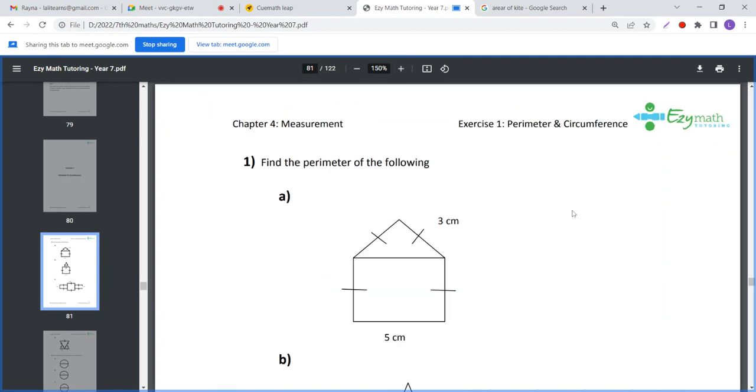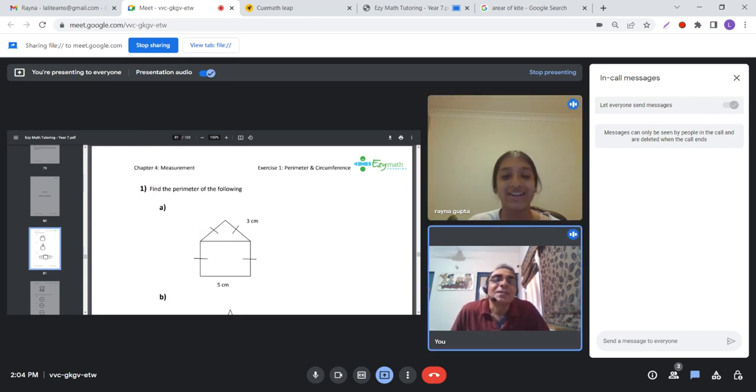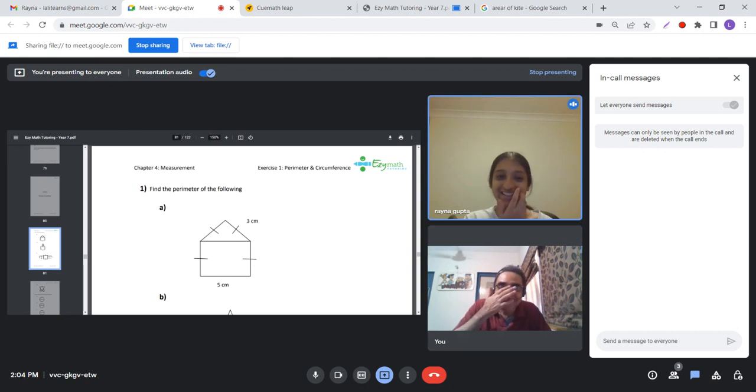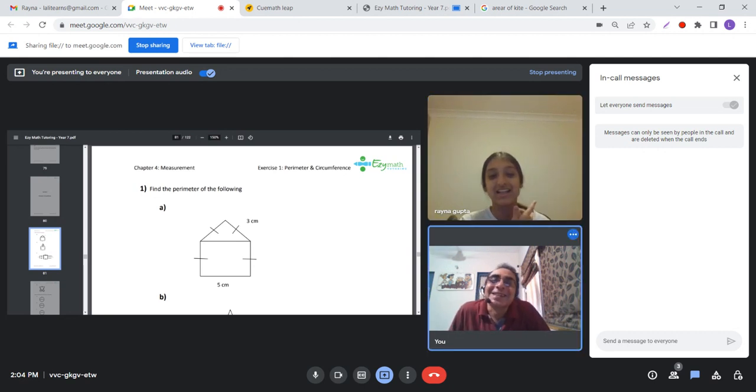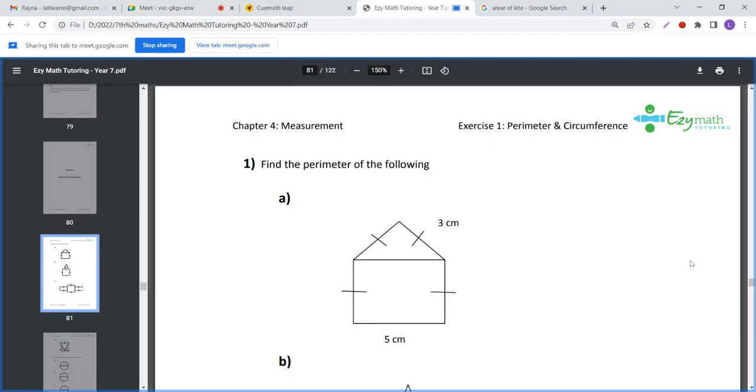Okay, find the perimeter of the following. That was the easiest question I started with. We covered perimeter and circumference, area also. We need the perimeter. 21. Okay, that was a good start. Next.